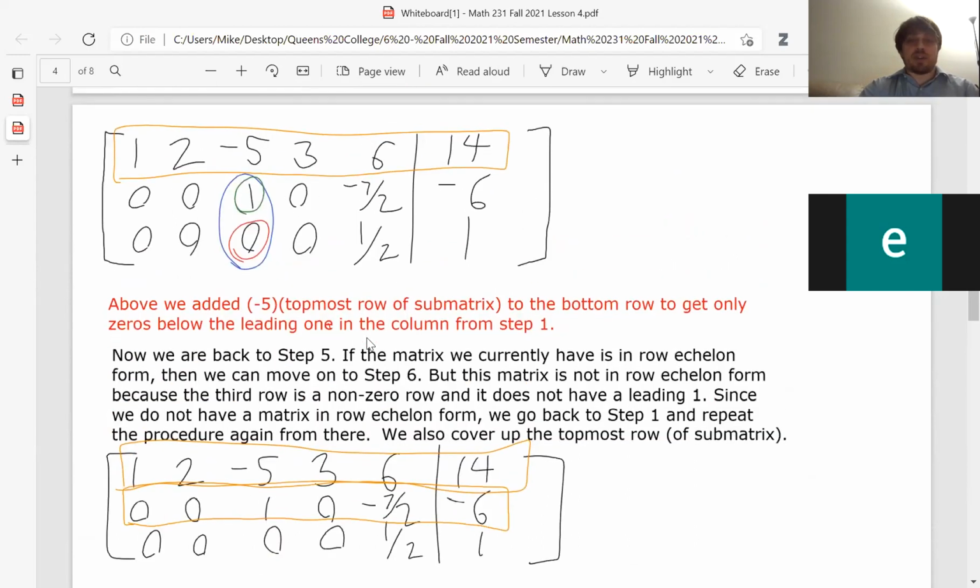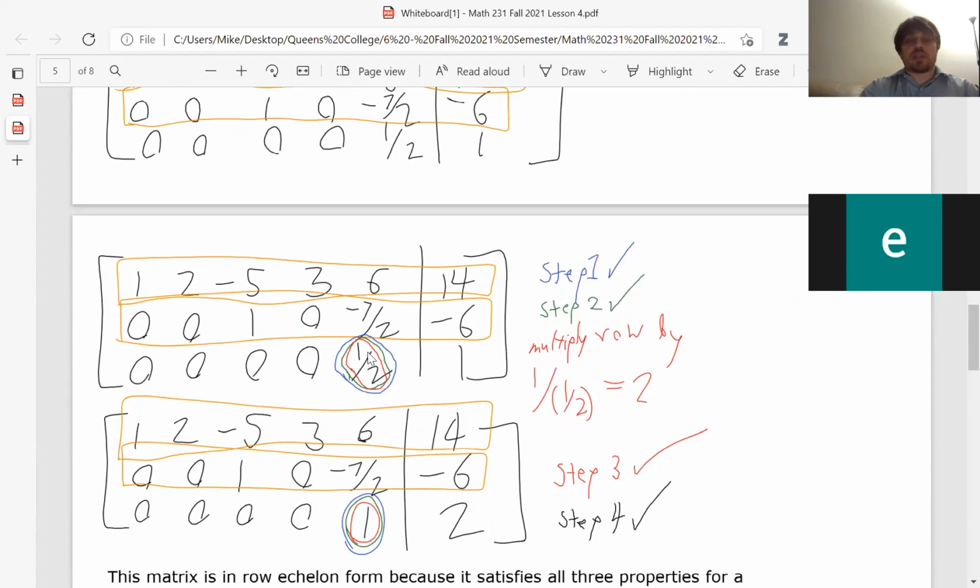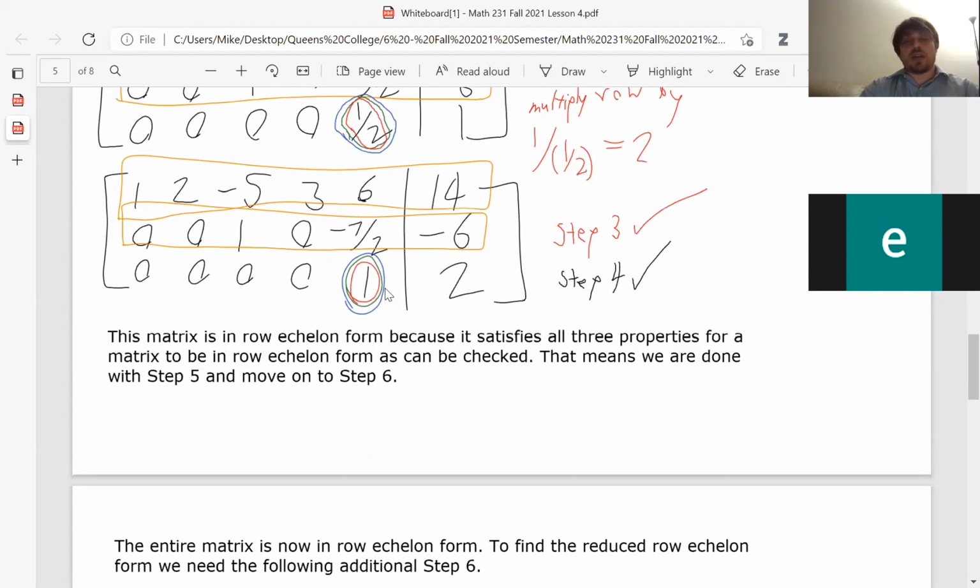Now, when you cover the top row, you locate the leftmost non-zero entry. You multiply that row by 1 over that entry. So 1 over 1/2, you multiply it by 2. And so now you locate the leftmost non-zero column in the new submatrix. You have the topmost entry as a 1, and all the entries below it are 0 because there are no other entries. It's true vacuously. And so now you look at this matrix and it's in row echelon form.